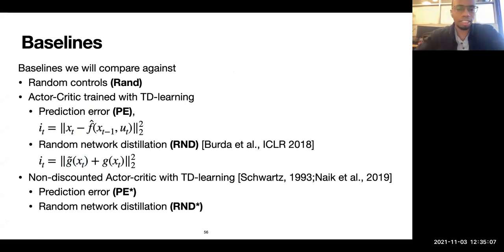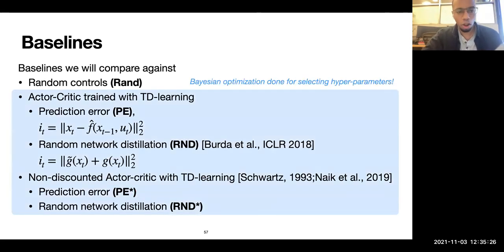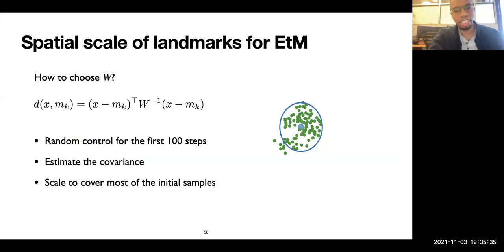And so classically, reinforcement learning assumes that the discount factor is less than 1, so it's discounted. But a lot of work has shown that actually it's usually much better to use a non-discounted version. So we're also going to compare against these non-discounted versions, which we denote by a star. And so to ensure that all of these are kosher, we do a baseline optimization scheme to choose the best hyperparameters. So all of these methods are very, very well tuned. In contrast, ETM is not very well tuned. We use pretty simple hyperparameters that are kept across.